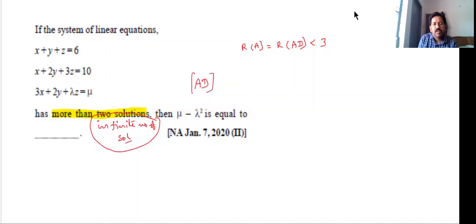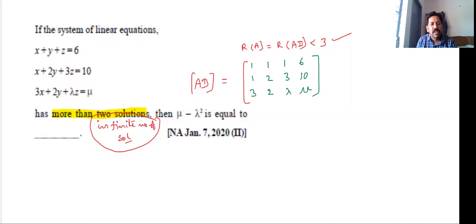First, we need to write the augmented matrix AD. Here, more than 2 solutions means infinite number of solutions. Infinite number of solutions means rank of A is equal to rank of AD, less than 3. Now write the augmented matrix: 1, 1, 1, 6; 1, 2, 3, 10; 3, 2, lambda, mu. Here we need to find mu and lambda values.